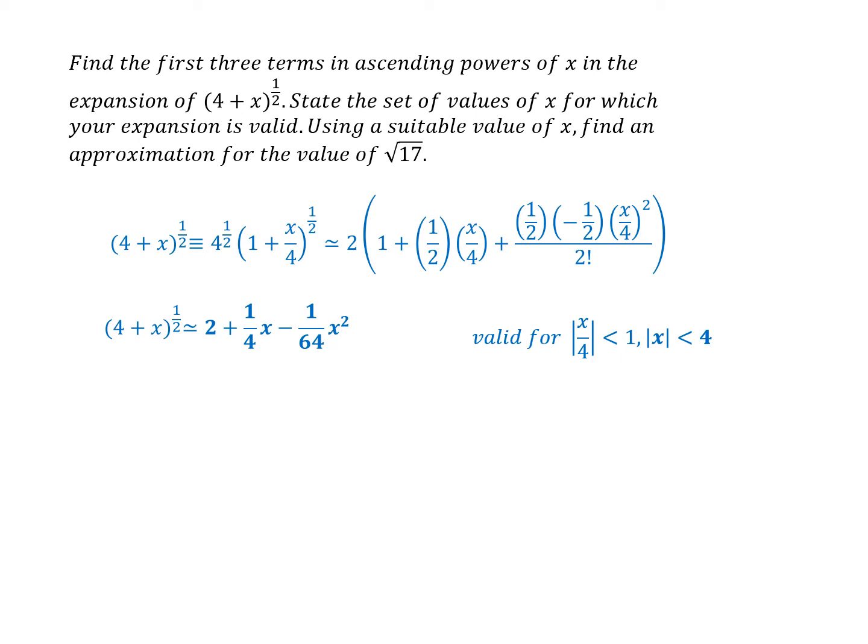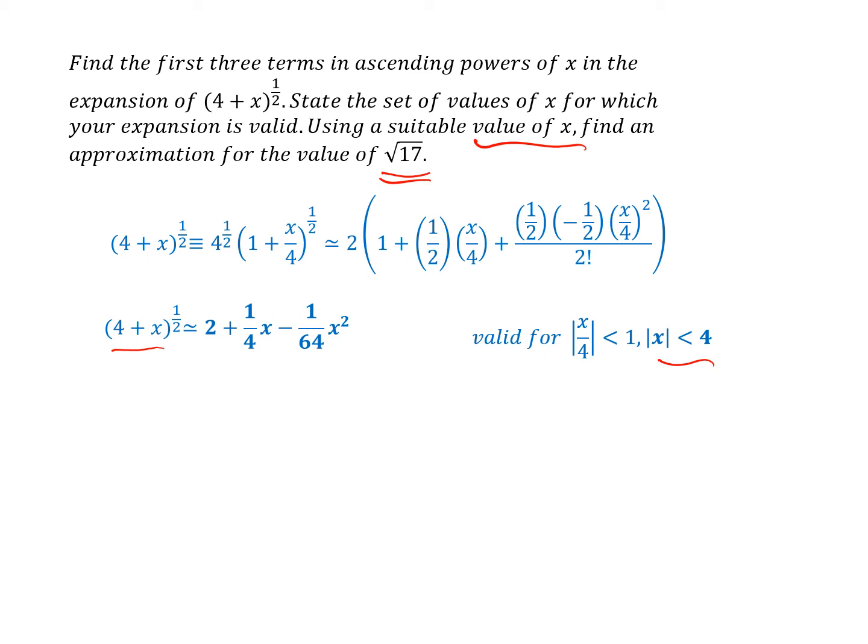So now we've got to find a suitable value of x to find an approximation for the square root of 17. It looks a bit strange, doesn't it? Now, what I'm looking at here, 4 plus x to the power of a half, I'm looking for a number which would start to give me this 17 that I'm looking for. I might experiment with a few values, x equals 1 or 2, or actually I can't go very far because I've got to be less than 4. None of those would be any help, so I'm starting to think of fractions.